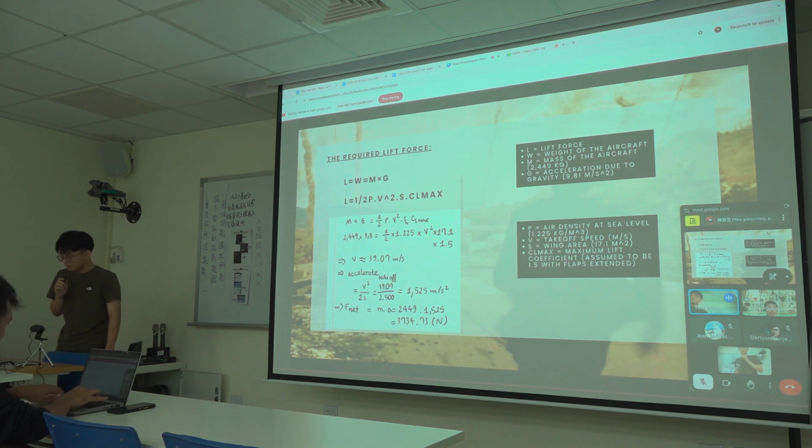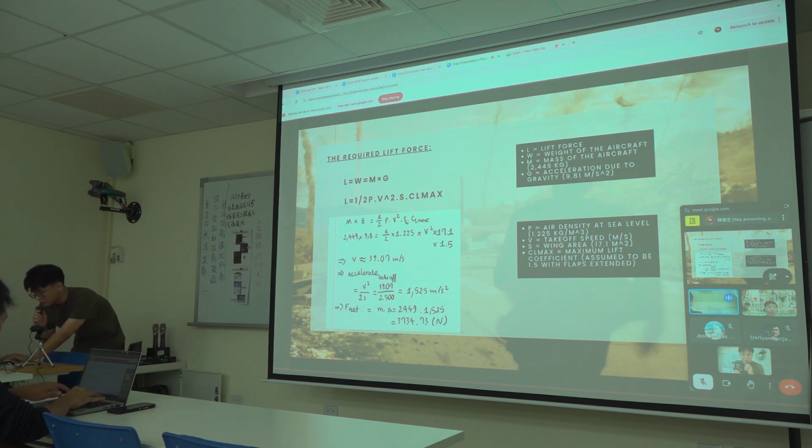Here I found two formulas to calculate the lift force of this aircraft. One is the weight, the mass multiplied by gravity, and the other one uses the air density at sea level multiplied by the wing area and the maximum lift coefficient.